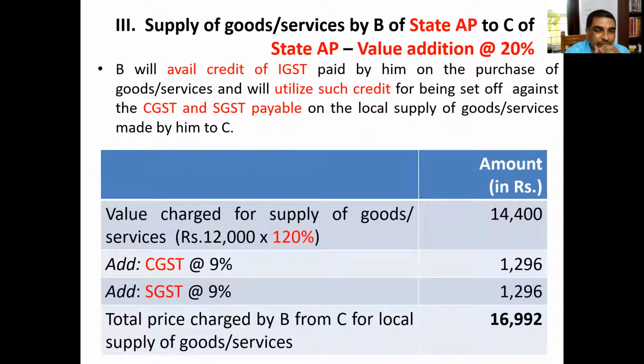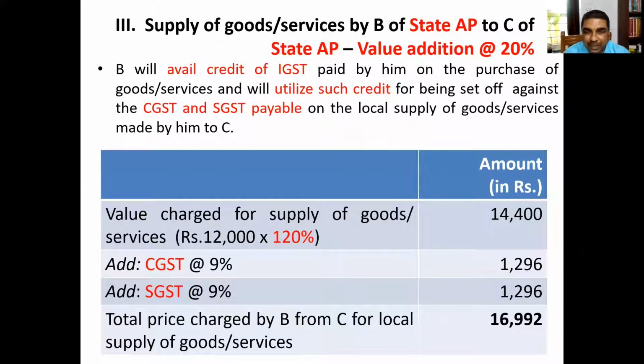14,400. And since this is an intrastate sale, he will be charging CGST 9%, SGST 9%. So CGST amount comes to 1,296. SGST amount comes to 1,296. Total invoice value will be 16,992.